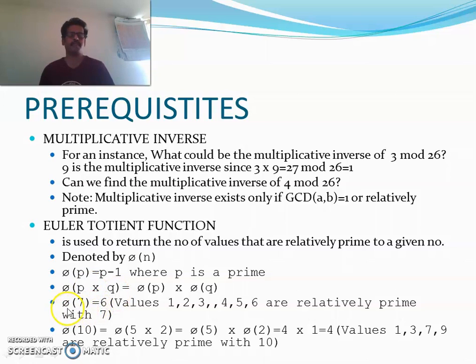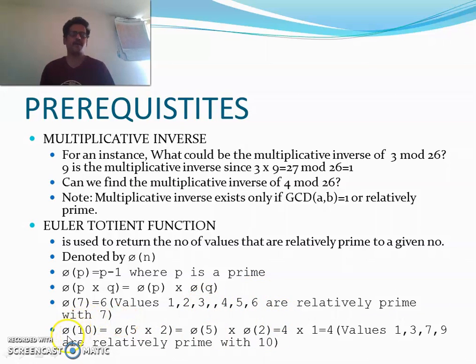Now we'll see through an example. Phi of 7. This takes the help of the first form, that is phi of p equal to p minus 1, where p is a prime. Here 7 is a prime, so we get p minus 1 equal to 6. This 6 means there are totally 6 values that are relatively prime with 7. The values are 1, 2, 3, 4, 5 and 6. You can find the GCD of those numbers, which will give the GCD as 1. GCD of 1, 7 is 1, 2, 7 is 1, 3, 7 is 1 and so on.